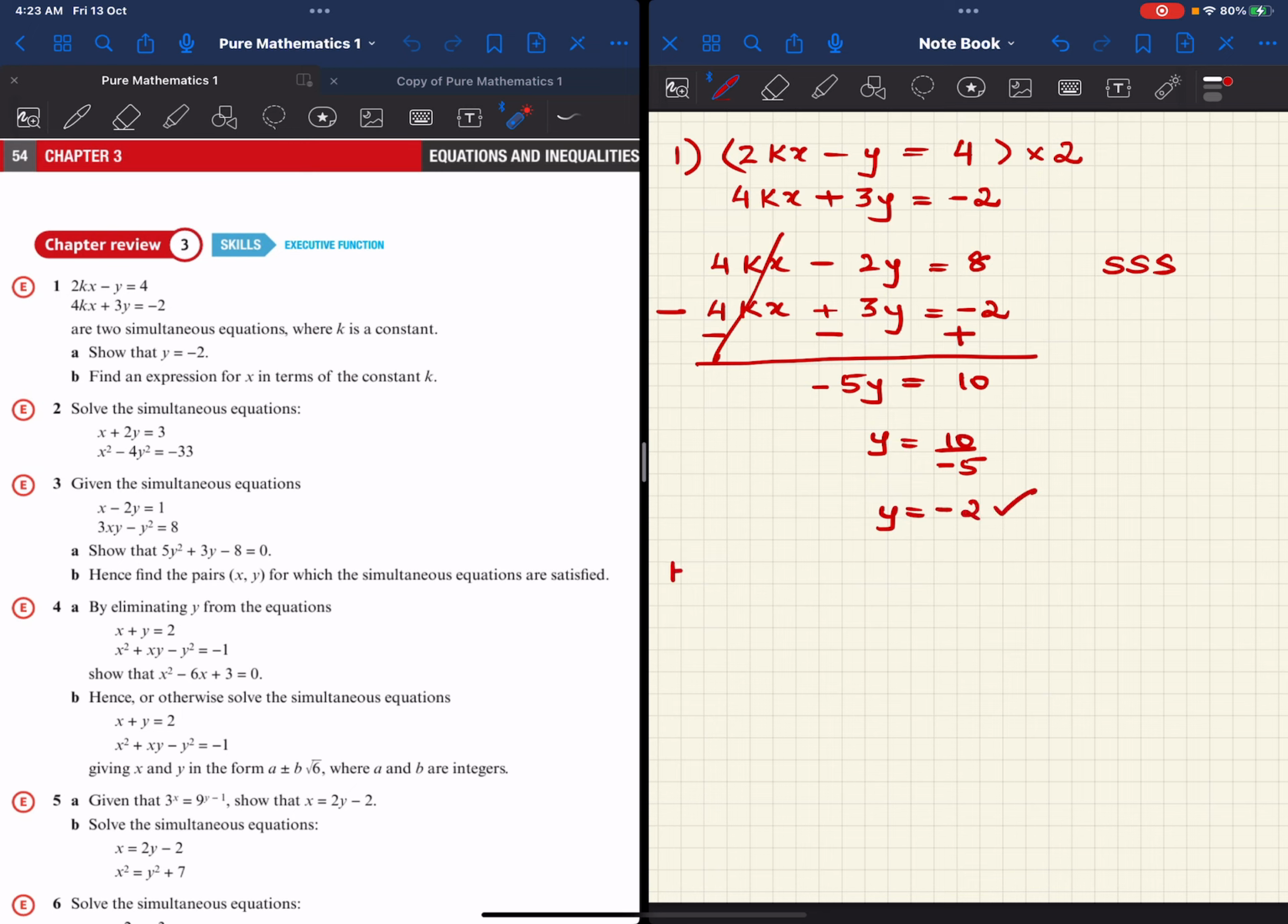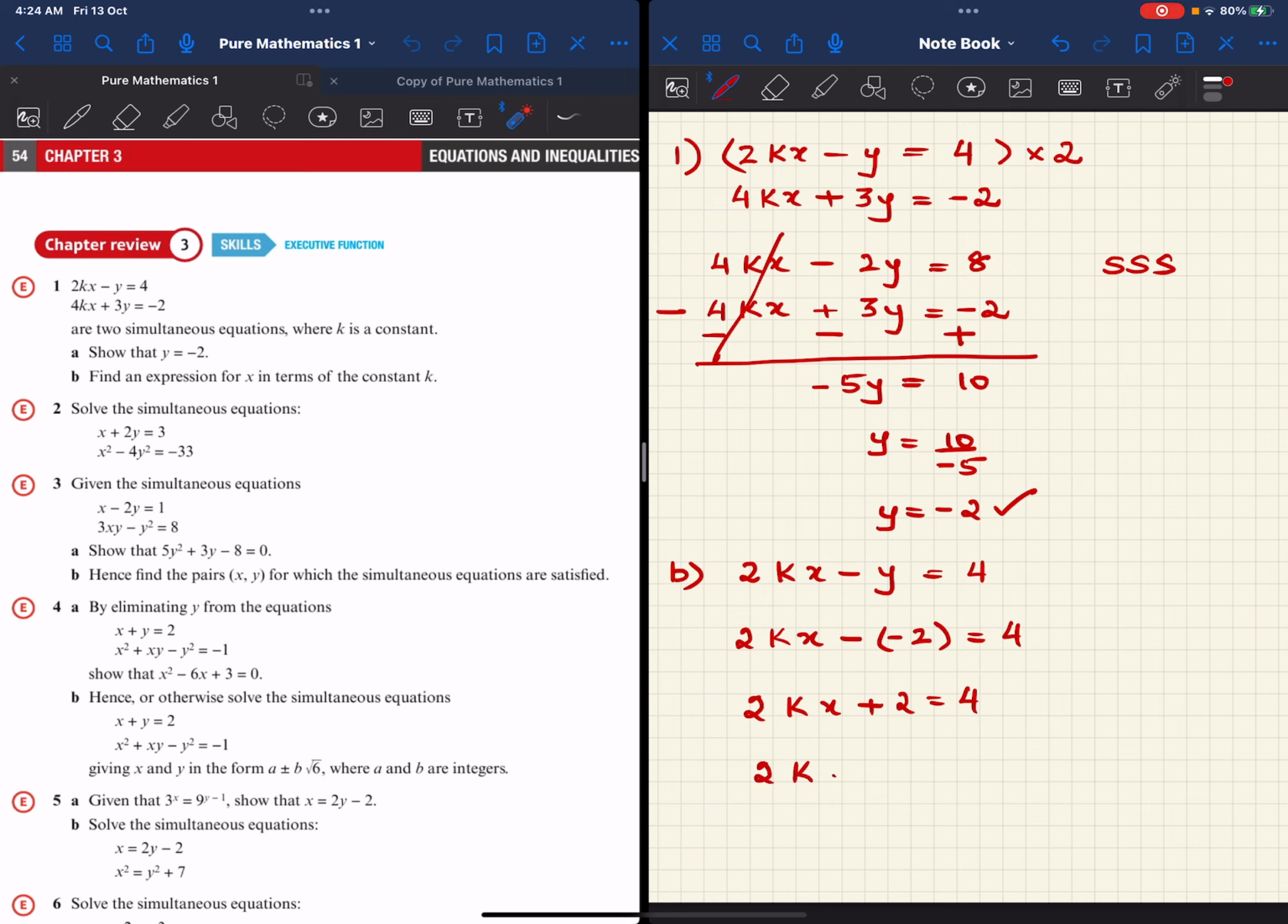In part B of the question, we are asked to find an expression for x in terms of k. So we have got the value of y. Let's plug it into any one of the equations. So let's take the first equation. We have 2kx minus y is equal to 4. Plugging in the value of y, we have minus minus 2 for y is equal to 4. Therefore, 2kx plus 2 is equal to 4.